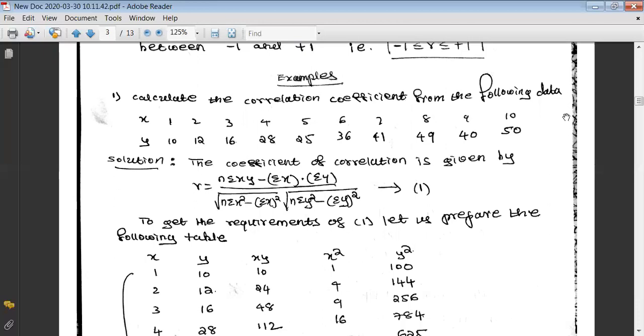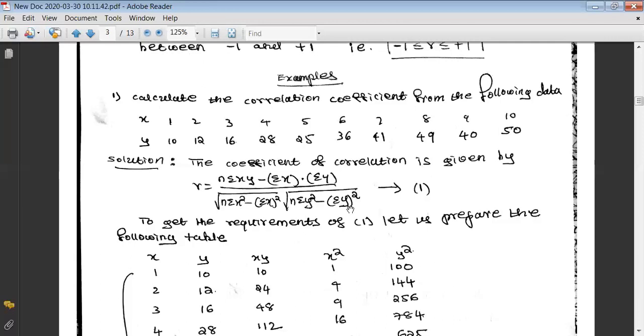We know that the correlation coefficient is given by r equal to n into summation xy minus summation x into summation y, all divided by square root of n into summation x square minus summation x whole square, into square root of n into summation y square minus summation y whole square. Let us take it as equation 1.